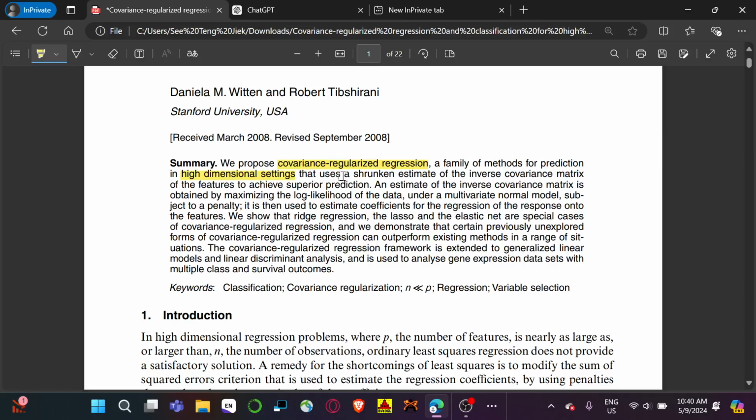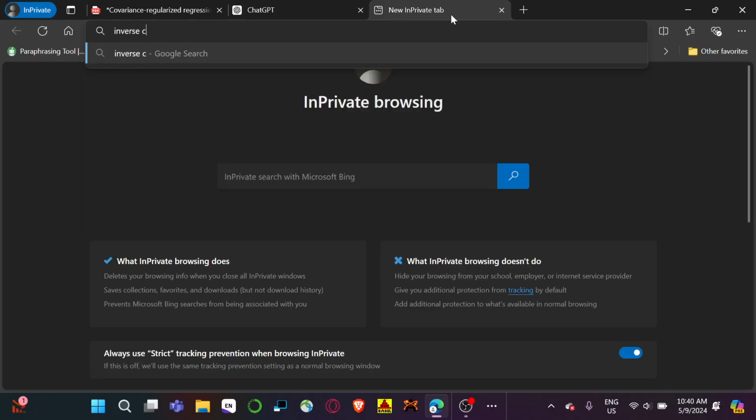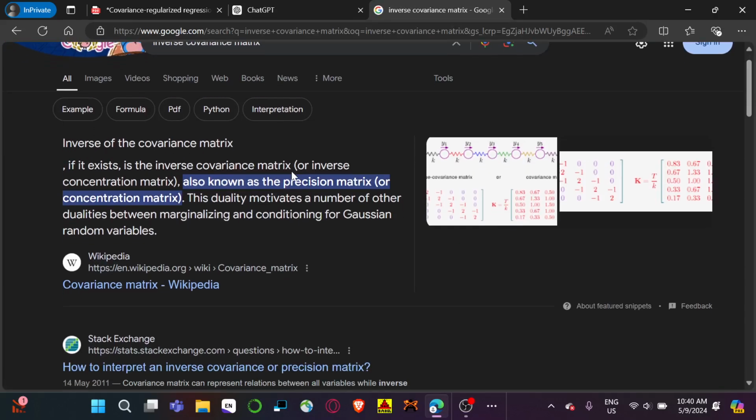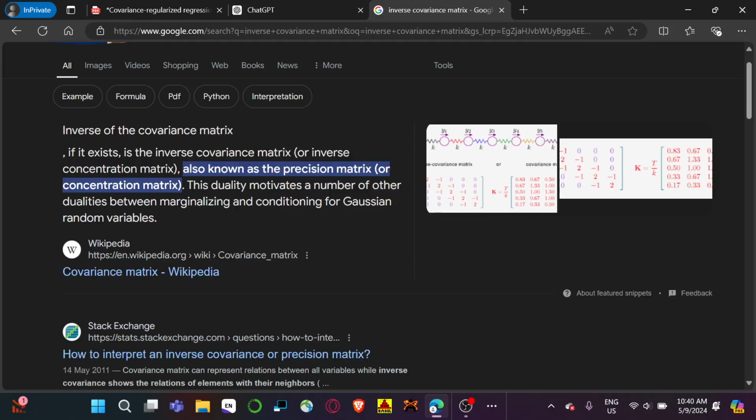It uses a shrunken estimate of the inverse covariance matrix of the features. We don't know what a shrunken estimate is, but it could be a type of estimate of the inverse covariance matrix. Now let's take a look at what the inverse covariance matrix is. Let's see what Google has to say. The inverse of the covariance matrix is also called a precision matrix or concentration matrix.